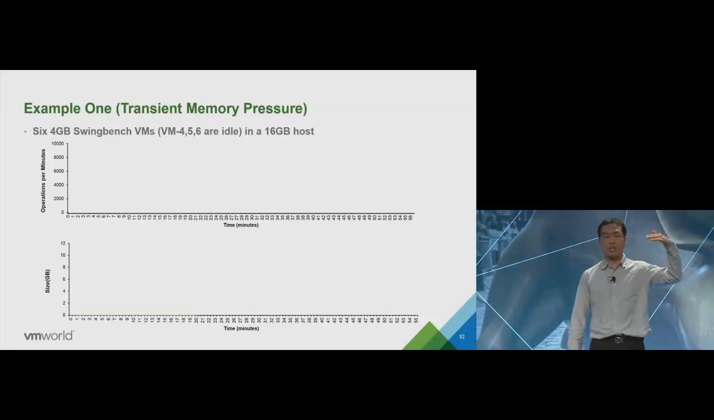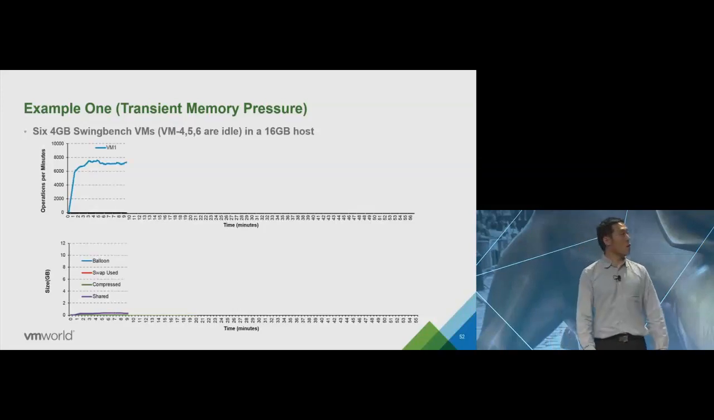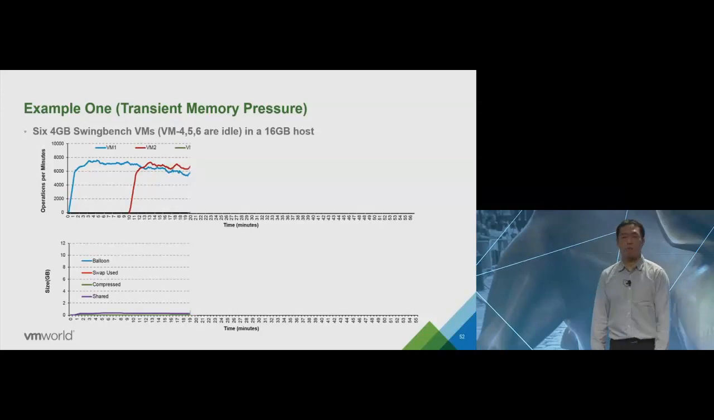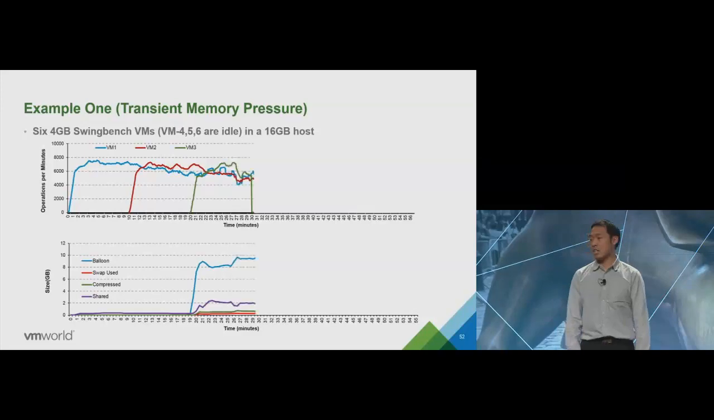In the top figure I show the operations per minute, which is the performance of the SwingBench workload over execution time. In the bottom figure I show the values of all the counters I mentioned in the previous slide. In the experiment, I start by running VM1 for 10 minutes, and then I run VM2 for another 10 minutes. At this moment, the memory is not overcommitted. As you can see, all these counters are almost 0. At time 20, I start to run VM3 for just 10 minutes.